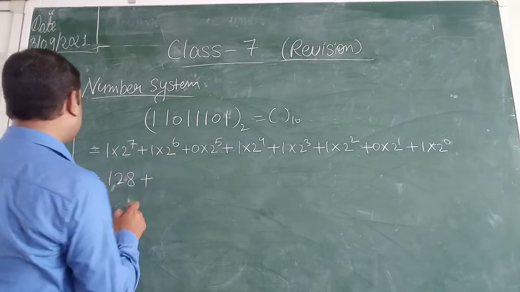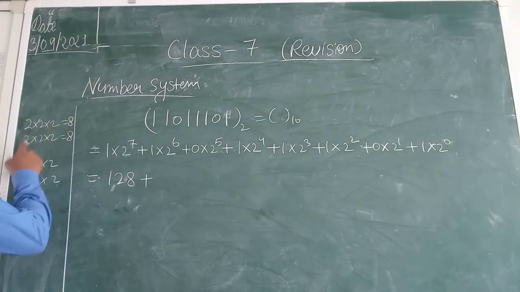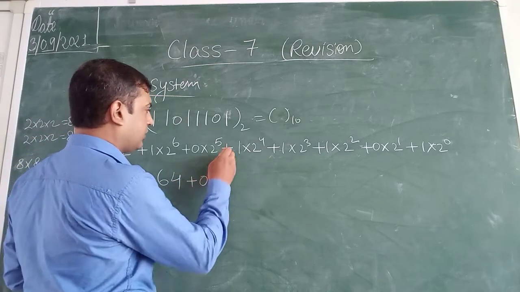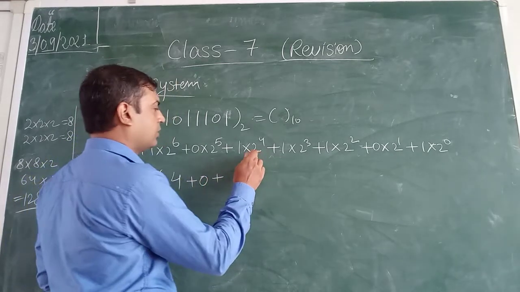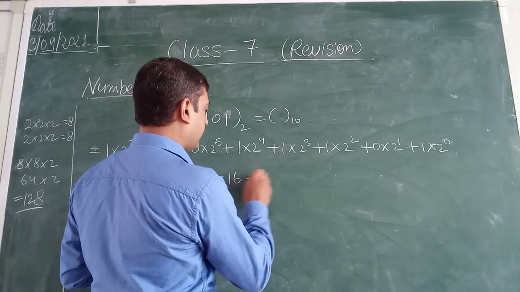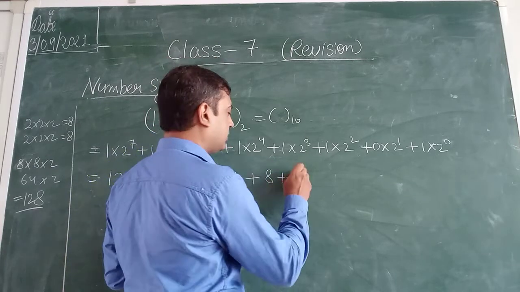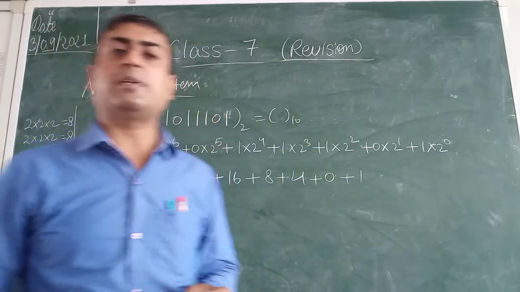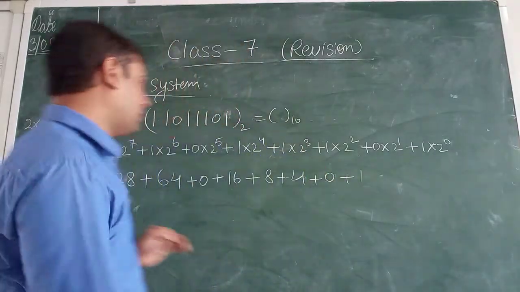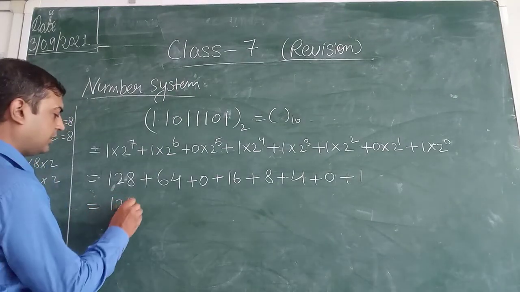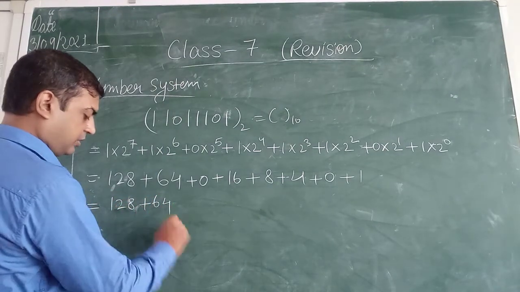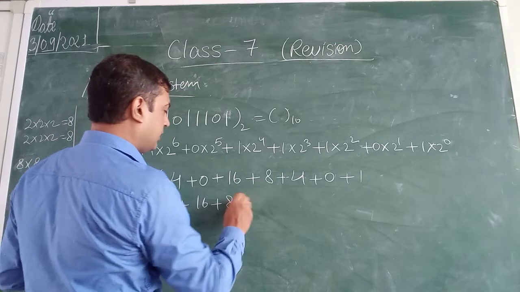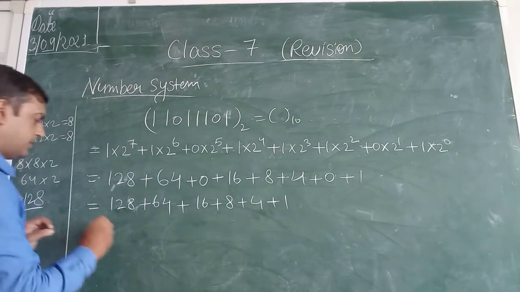Plus 64, plus 0, plus 2 twos are 4, 4 twos are 8, 8 twos are 16, plus 8, plus 4, plus 0, plus 1. The number which has power 0, its value is always 1. Now the numbers are 128 plus 64 plus 16 plus 8 plus 4 plus 1.